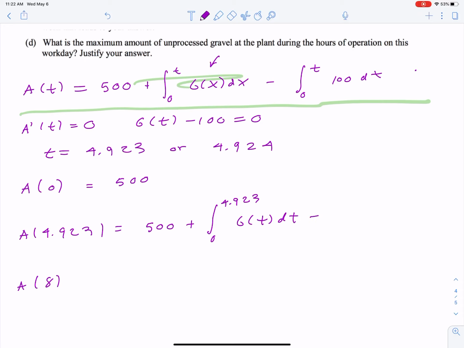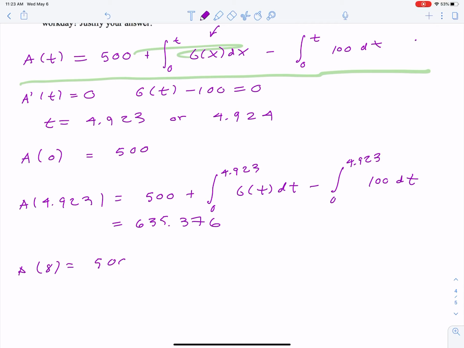And that's going to be minus the integral from 0 to 4.923 of 100 dt. When you do that, you get 635.376. And then finally, I have to do A of 8. A of 8 is going to be equal to 500, the same idea, but we're going to go from 0 to 8 of G of t dt minus the integral from 0 to 8 of 100 dt. Okay, plugging that into my calculator, I get 525.551.